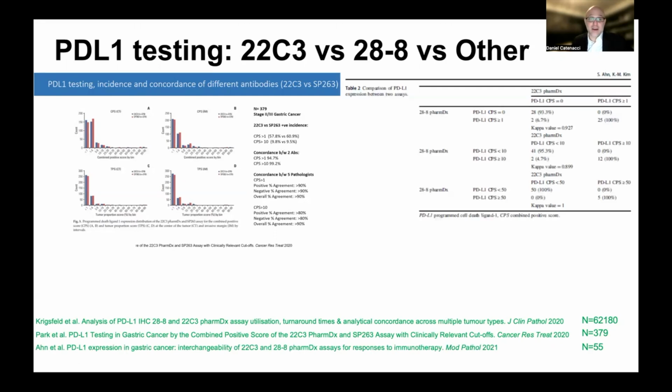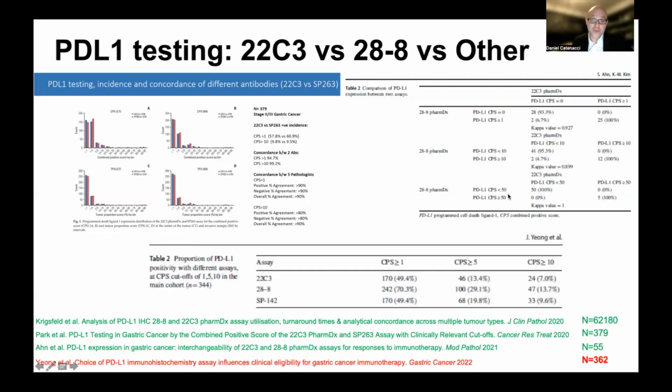In addition to that, another study compared again 22C3 and 28-8 in gastric cancer, and again showed really good concordance, no matter what the cutoff was, whether it was 1, 10, or 50. In contrast, there are also studies that suggest that there is not great concordance.